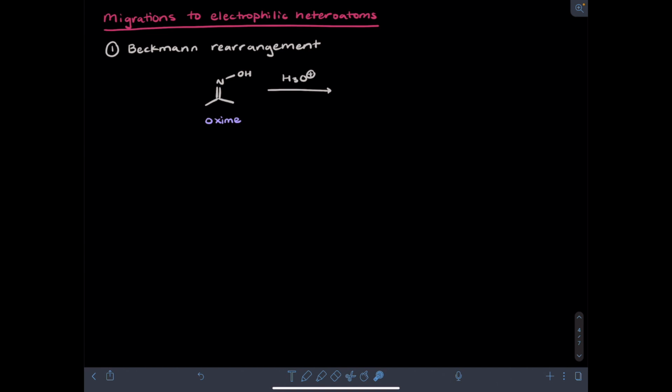hydronium. The product of the Beckmann rearrangement is an amide, where recall that has a carbonyl attached to a nitrogen substituent. Notice that the nitrogen-oxygen bond has broken, a new carbon-oxygen bond has formed, and one of the carbon groups has migrated from a carbon to a nitrogen. So this is a fairly elaborate rearrangement reaction.